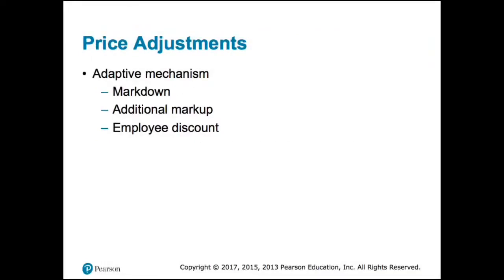Price adjustments enable retailers to use price as an adaptive mechanism to variables such as competition, seasonality, demand patterns, merchandise costs, and pay rates. A markdown is used to meet the lower price of a larger retailer, adapt to inventory overstocking, clear out shopworn merchandise, reduce assortments of odds and ends, and increase customer traffic.